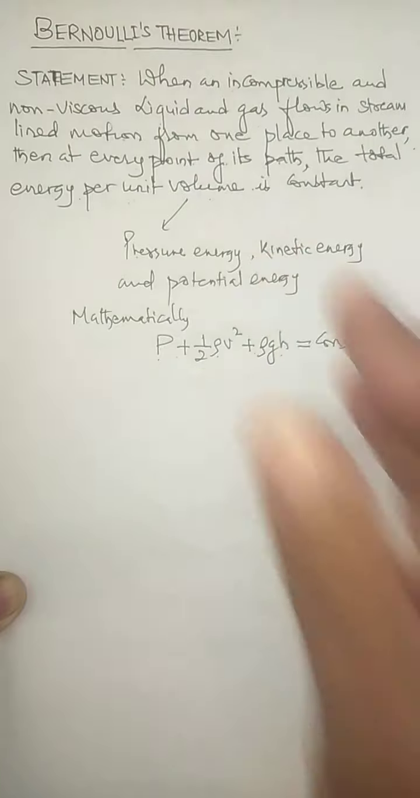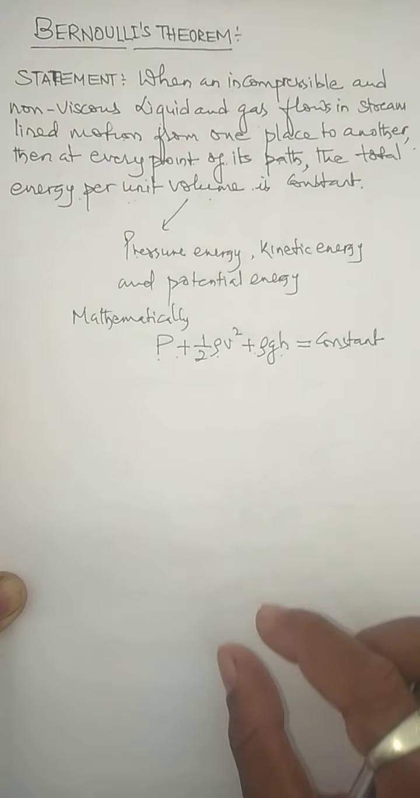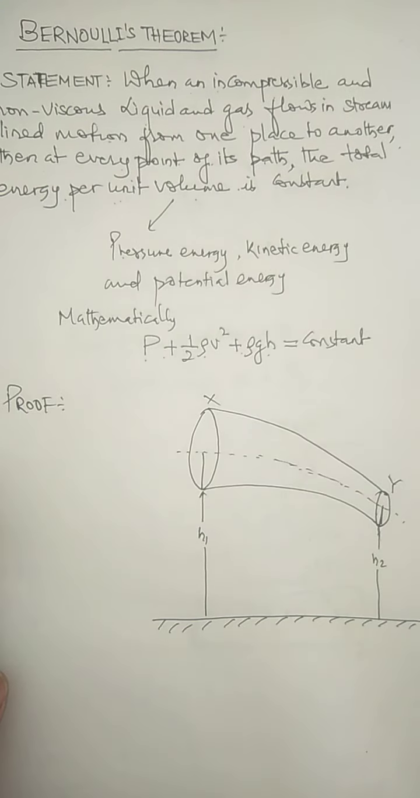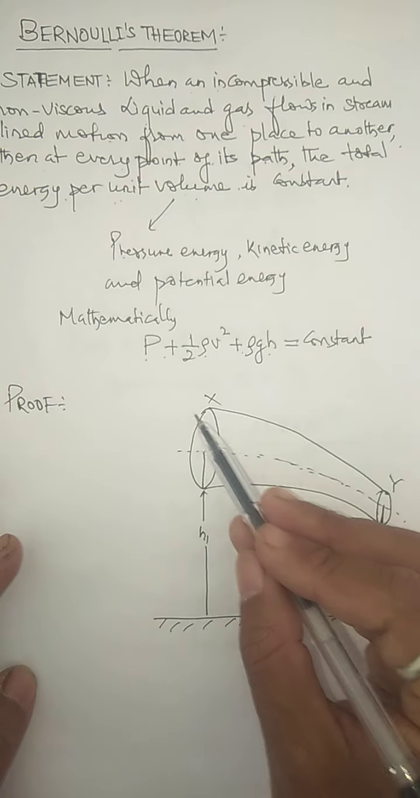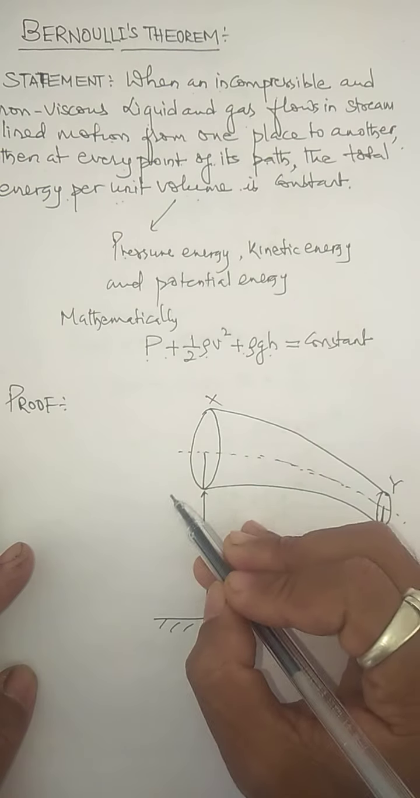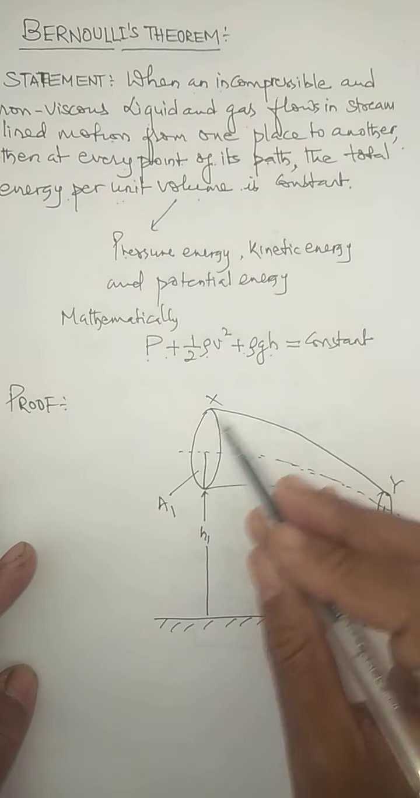Now we come to the proof of Bernoulli's theorem, because sometimes you will be asked to prove it. In order to prove Bernoulli's theorem, we take a streamlined tube having different cross-section areas. This is a streamlined tube having non-uniform cross-section area. This tube is called XY, and the area of end X of the tube, I consider, say, A1.